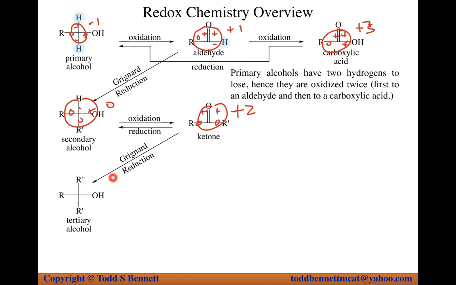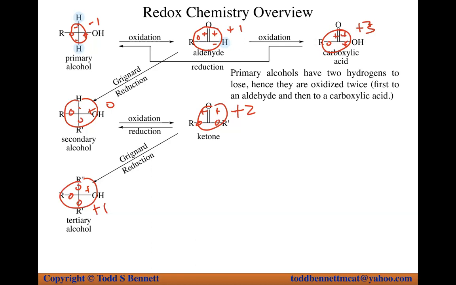Grignards are reductions by only 1 electron. So if this is a +2, I'm predicting that this, when it gets reduced via a Grignard reaction, should go down to a +1. Let's double check. 0 for each bond to an R group. So overall then, sure enough, +1. Okay, so the redox table is working. I know how the reactions kick in.